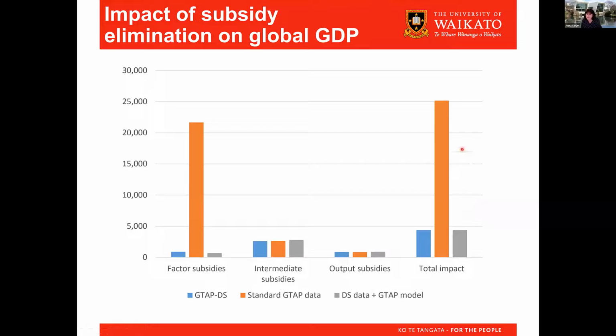Over here on the right-hand side, this is the total impact on GDP of eliminating global subsidies in agricultural products. This blue bar is our augmented model and database. The total impact on global GDP is about $4.3 billion of gains. If we compare that with the grey bar, which is where we're using the updated data but also splitting the taxes and subsidies, so we directly target the subsidies, it's almost the same.